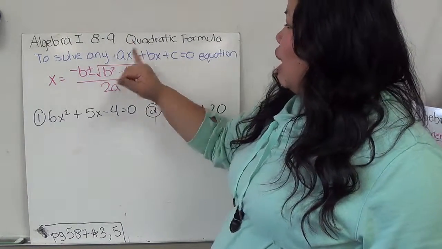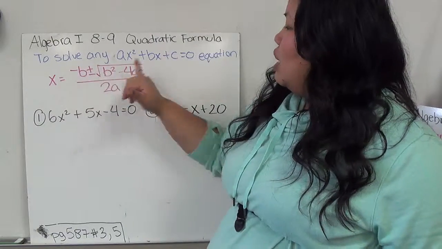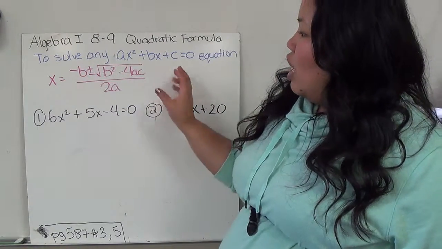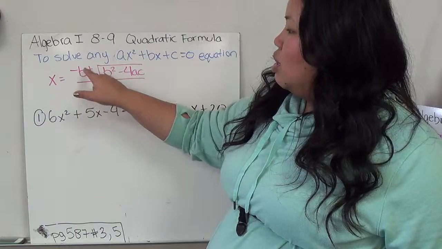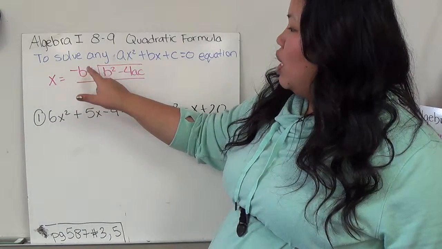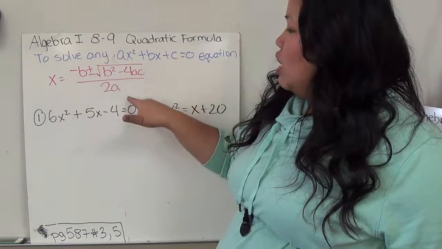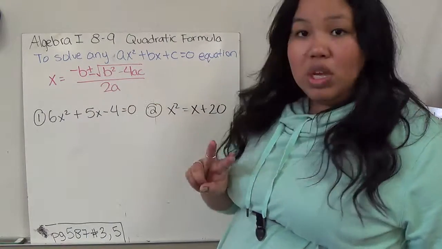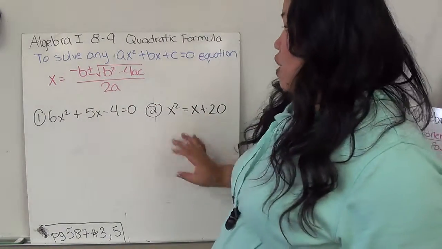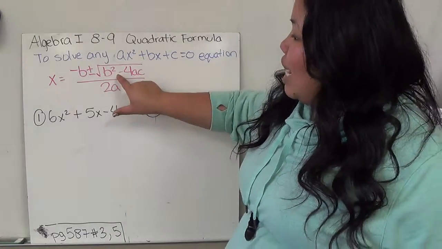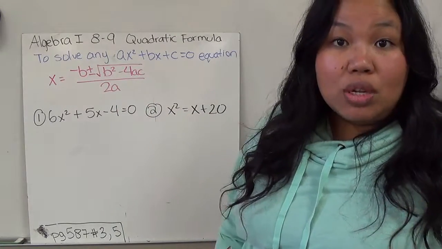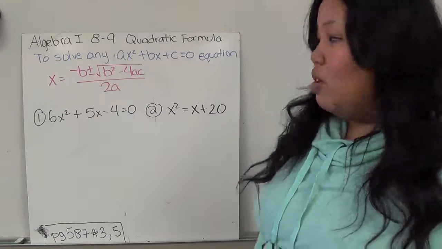If I can locate a, b, and c, and I plug them into here, then I just solve this. This is a plus or minus, so I do negative b plus all of this divided by 2a, or negative b minus all of this divided by 2a, which would give me my two answers. And remember, if I end up with a negative in here, that means there's no solution. Any square root of a negative number gives no solution.